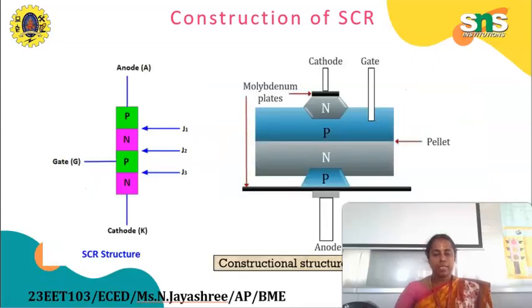So let us see the construction of SCR: anode, cathode and a gate. The cathode gate uses molybdenum, and the NPN is formed in between the layers. Here P is connected to the anode, as we already mentioned in the symbol diagram, and N is connected to the cathode. Similarly here N is connected to the cathode and P is connected to the anode. In between there is a P plate and the gate is connected in between this N and P. Thus it forms these molybdenum plates which can withstand this cathode along with this N type.